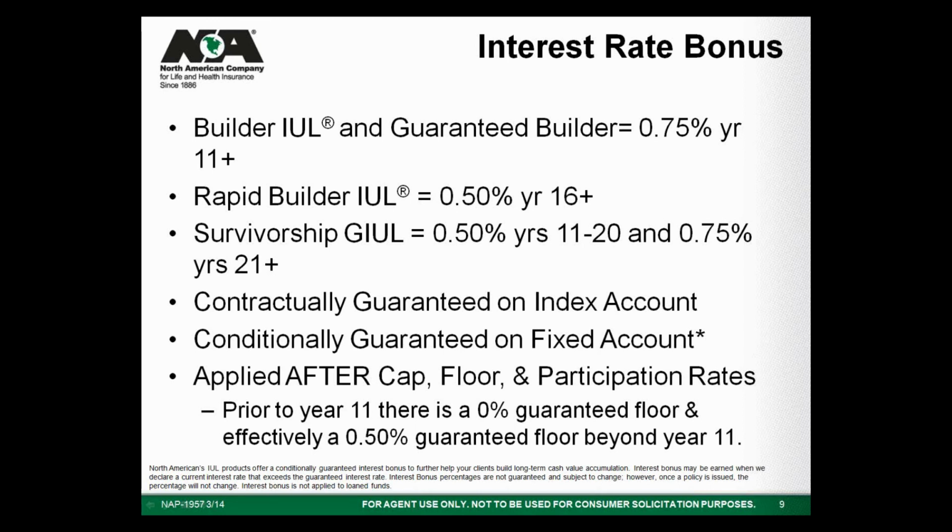On some of our ULs, that bonus is on just the straight ULs on the fixed account. Like I said, it is conditional. It's applied after the cap, floor and par rate. So like I said, if it's a 0%, you're going to get the 0.75. On the Builder right now, let's say you're in the annual point-to-point, and it's 13.5% cap, we would put the 0.75 on after the cap. So it would be 14.25.